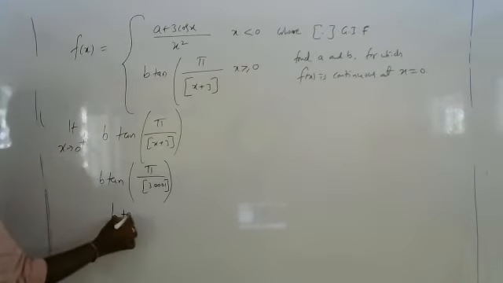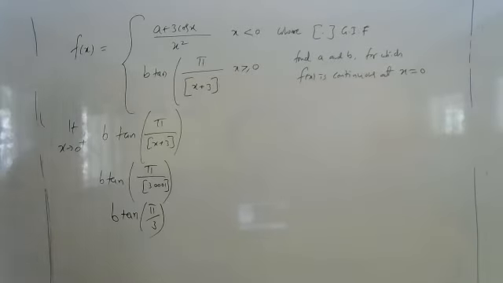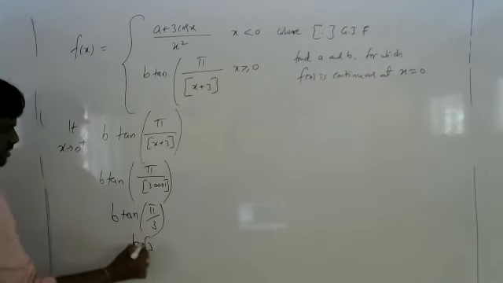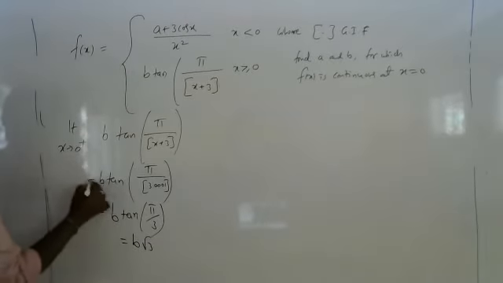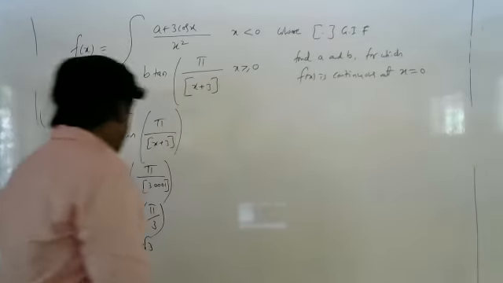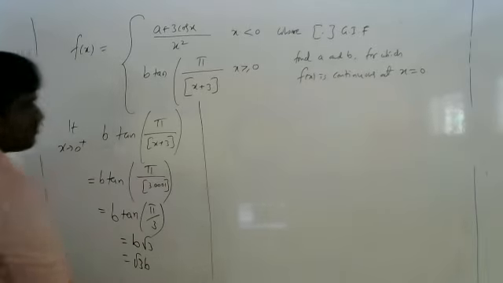So we get b tan pi by 3. Okay, tan pi by 3 value how much? That is root 3. So b root 3 is the answer. Okay, so the left hand, right hand limit I got root 3b or b root 3, or root 3b we can write. Root 3b, right? Root 3b, understood?